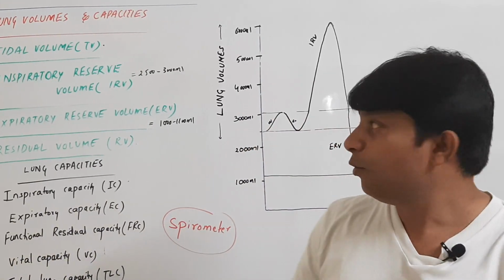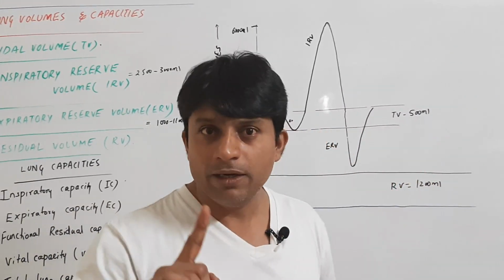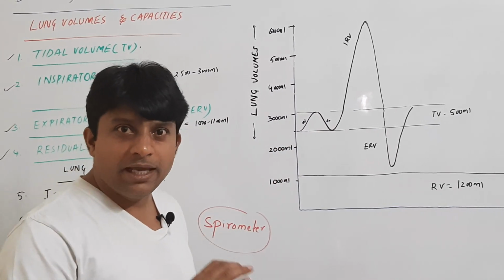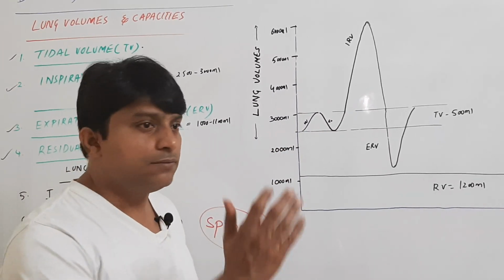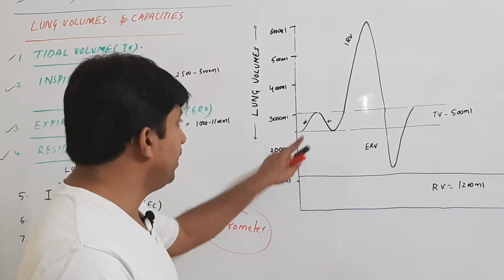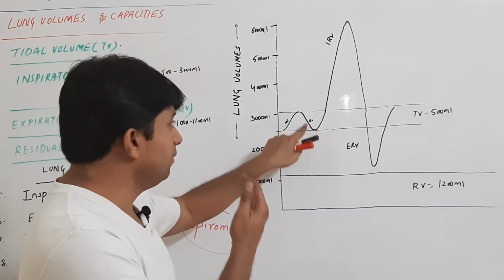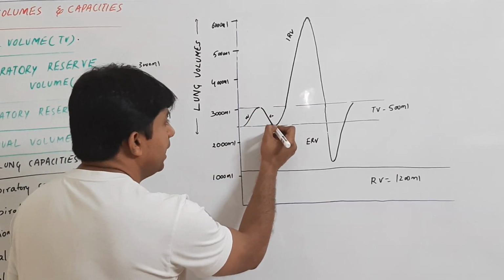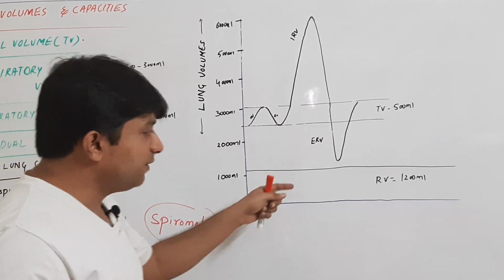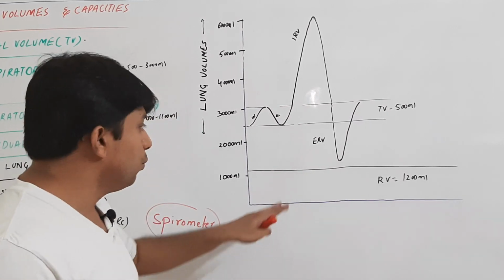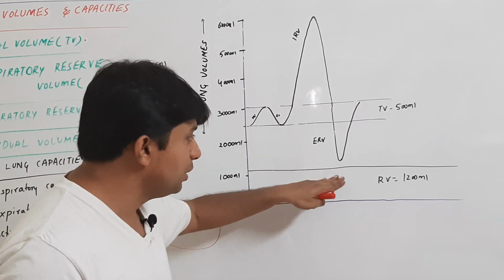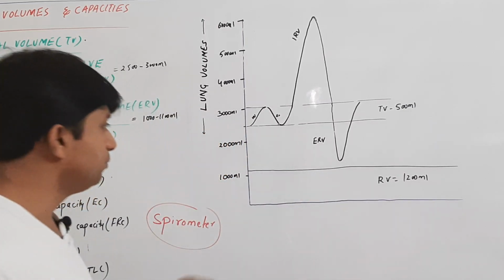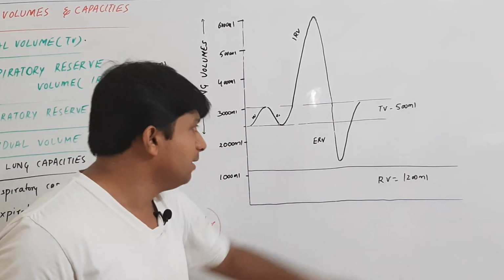So we are done with these volumes. First one is tidal volume, the volume of the air that is involved in normal breathing, inspiration and expiration. This is for inspiration, this is for expiration, the normal breathing. This is called tidal volume. And the volume of the air that remains in the lungs, which is not involved in exchange, which is trapped inside the lungs, is called residual volume, which is 1200 milliliters.